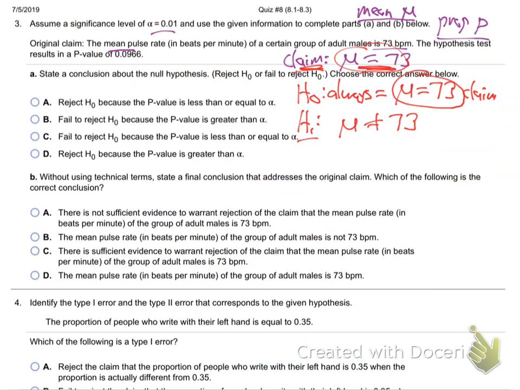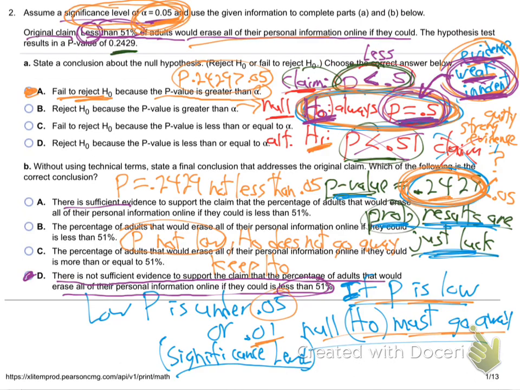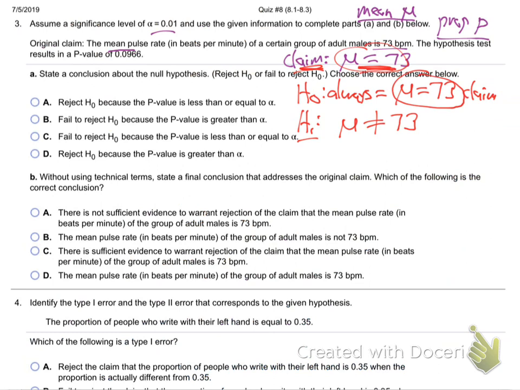Well, how do you know it's not greater than or less than? Because they never said greater than or less than anywhere in this problem, did they? Whereas the last one they did. The last problem they said less than 0.51 somewhere. Oh, right there. Less than 0.51. But this time they're not saying less than or greater than anywhere. So there we go.